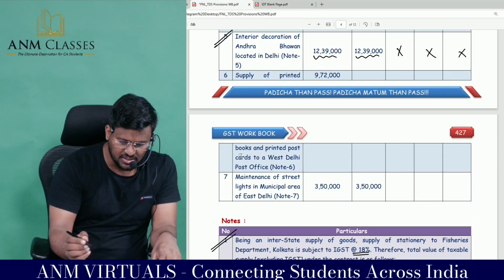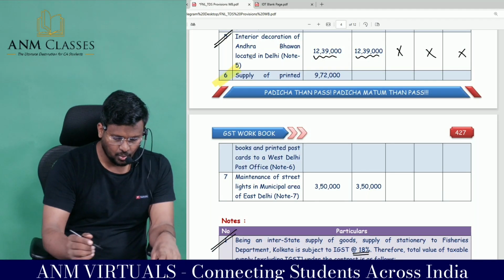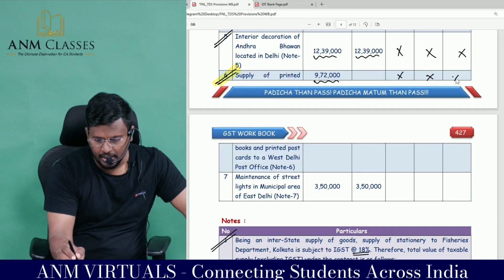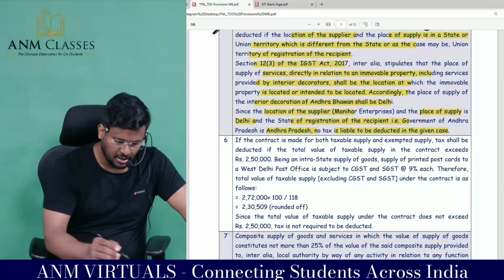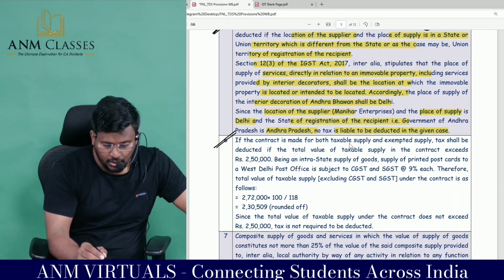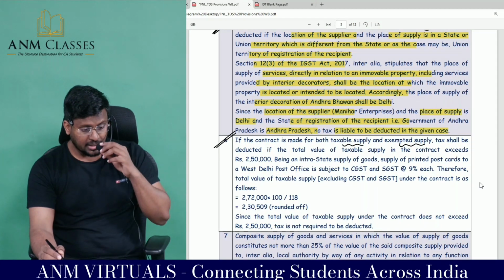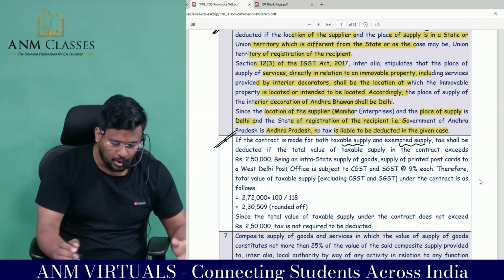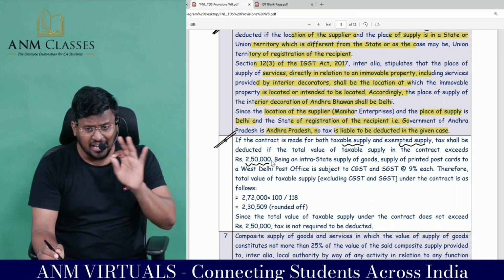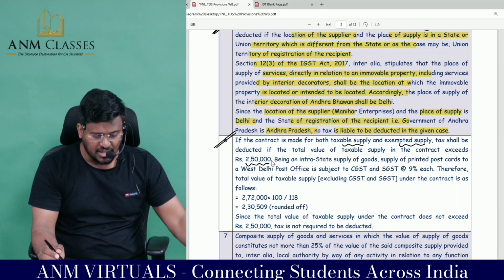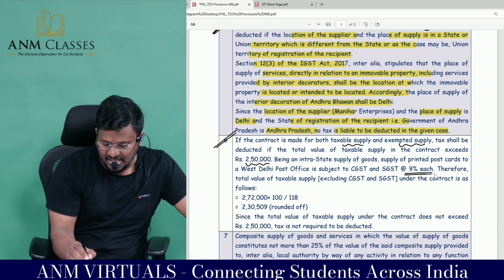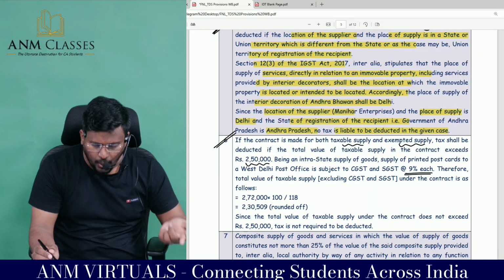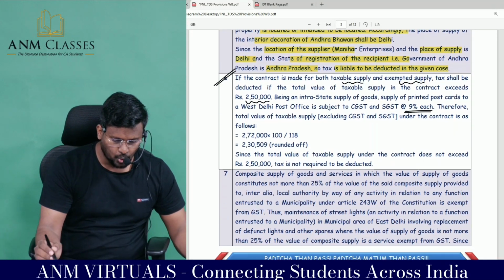Supply of printed books and printed postcard to a West Delhi post office. Sir, even though 9,72,000, no need to deduct what? TDS. Moving to note number 6. If the contract is made for both what supply and what supply, tax shall be deducted if the total value of taxable supply in the contract exceeds how much? Being an intra-state supply of goods, supply of printed postcard to a West Delhi post office is subject to CGST and SGST at how much percent? Therefore, total value of taxable supply excluding what and what under a contract is as follows.